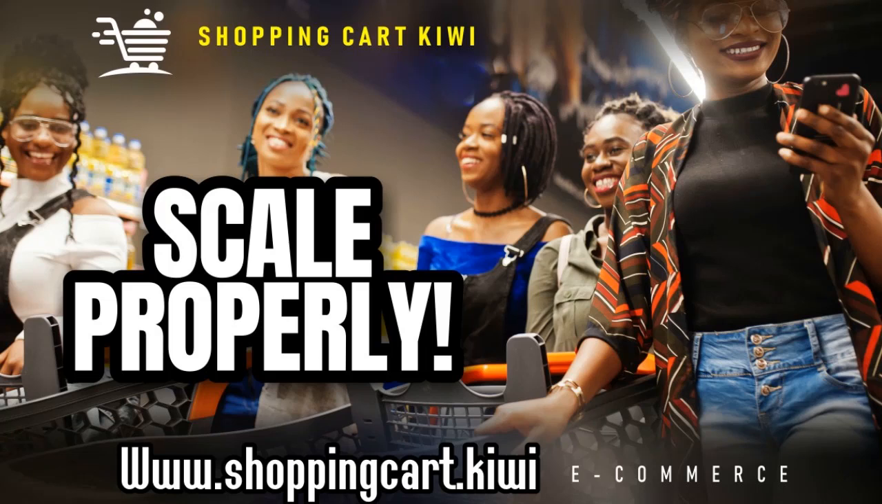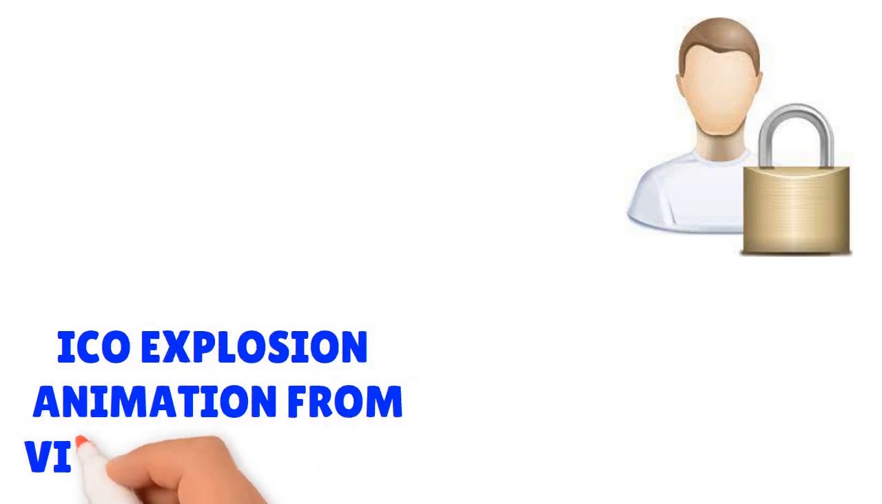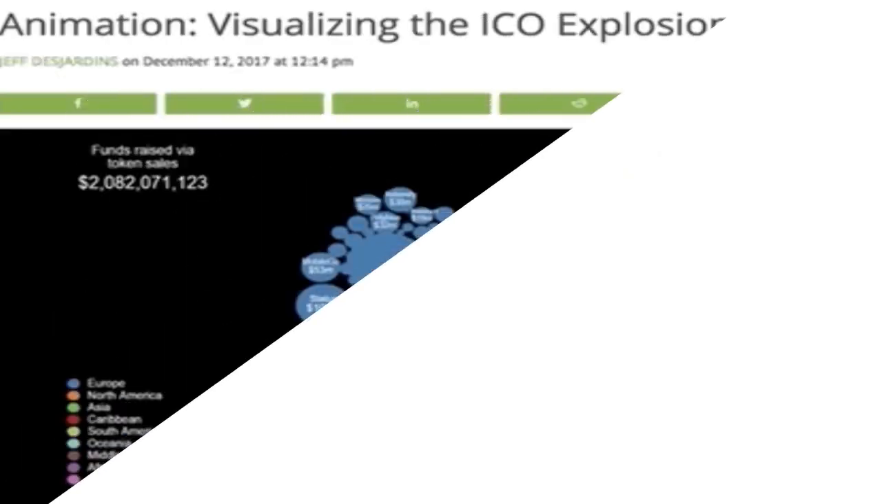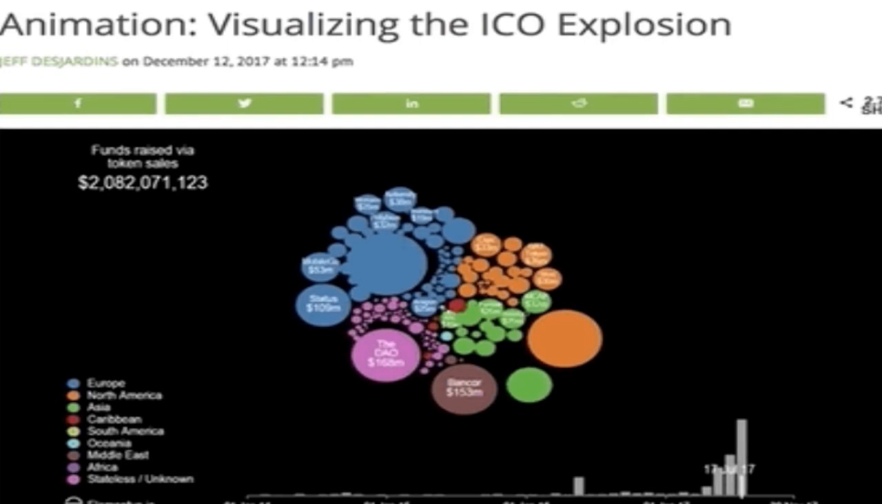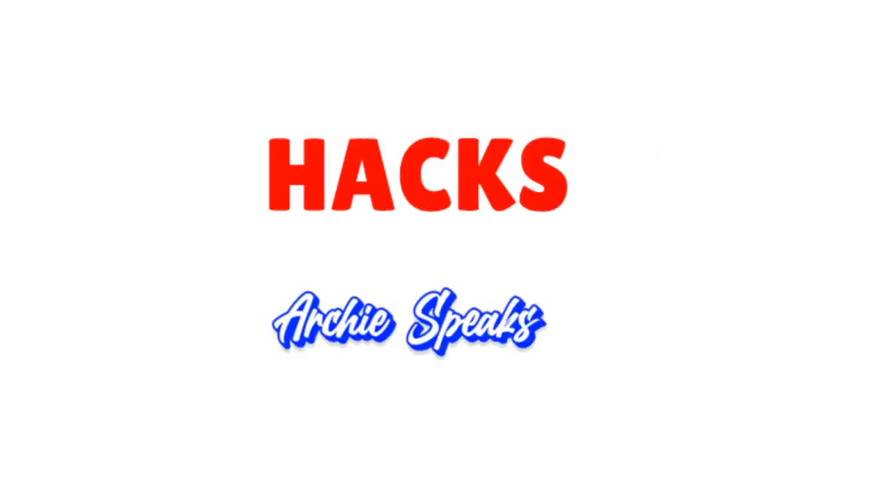Another interesting piece of interactive content is the ICO explosion animation from Visual Capitalist. The animation you currently have on the screen, described as a sponsored infographic, has over 1K social engagements. However, many of Visual Capitalist's other maps and infographics have engagements in the tens of thousands. So that's really powerful. Let me share with you a few hacks before I close this conversation.